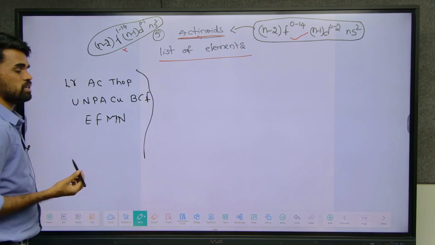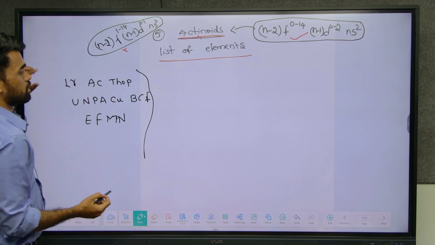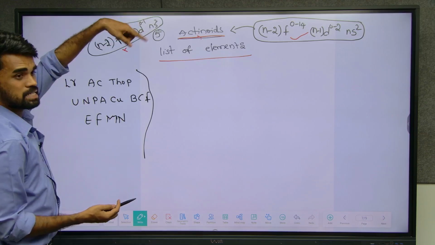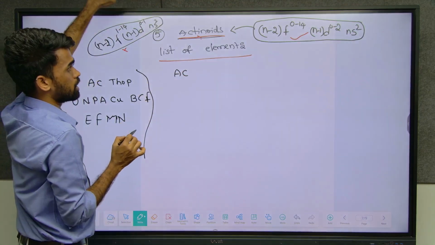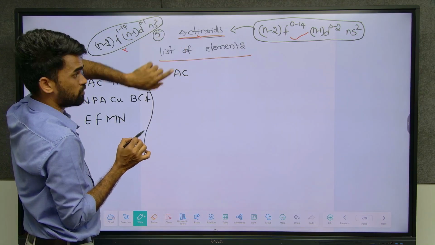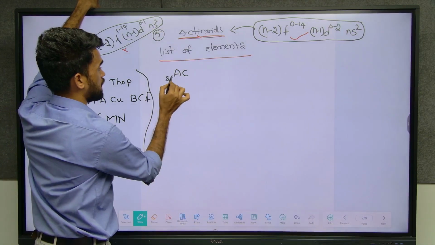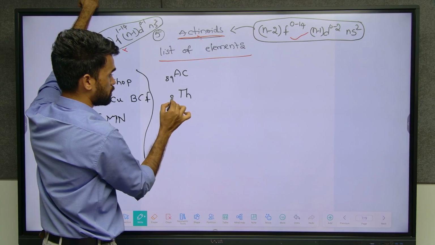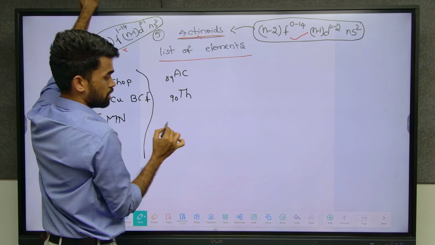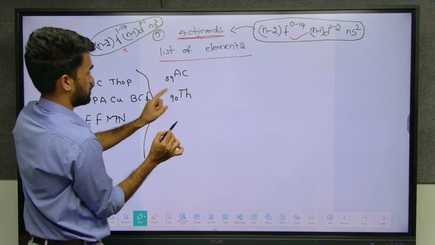So this is the code word I have given, so it's your wish how you remember. But see, what is the first element of this actinide series? I am starting with actinium, Ac, but this is not an f block element. This is 89, a d block element, but thorium is the first starting element. What is its atomic number? 90.